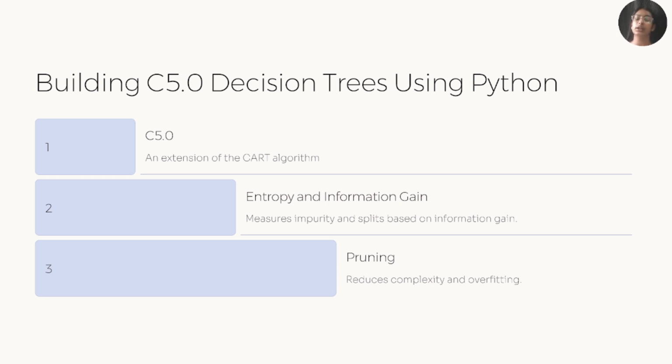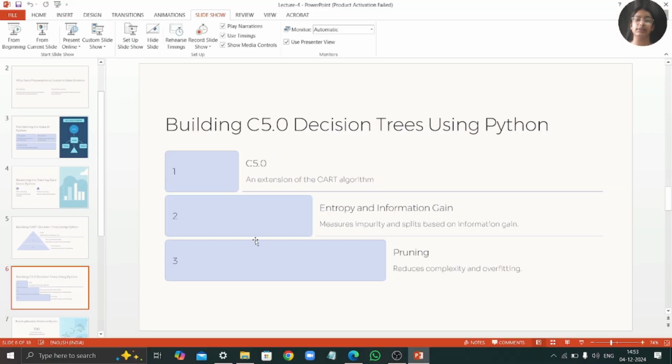this lecture. Now we are looking at C5.0 decision trees, which use entropy and information gain, and then pruning is done. Pruning is like removing the branches which are not necessary or which have not played an important role in decision trees. Pruning can be like deleting or cutting off those branches. It reduces the complexity and overfitting. Let's have a look at the code.